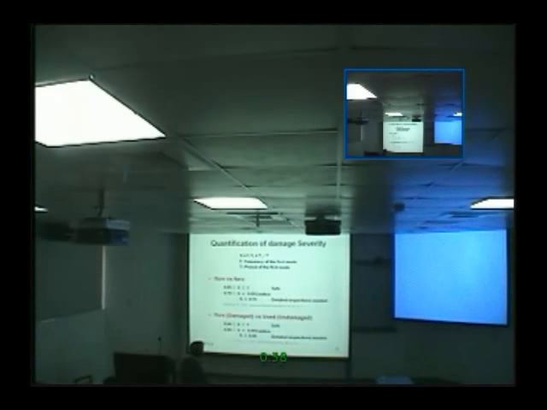The ratio of the frequency of the first mode, or the period of the first mode. What we are doing is considering the ratio of the frequency of damaged versus undamaged. If the ratio is almost near 1, then you don't have to worry. But if the ratio is 0.8, then you start to worry. And how to measure this damage?